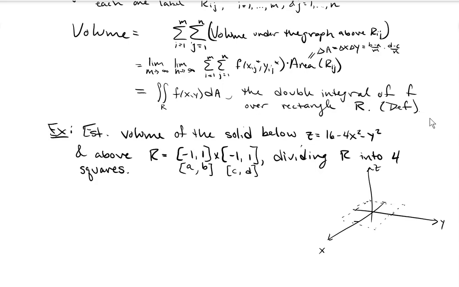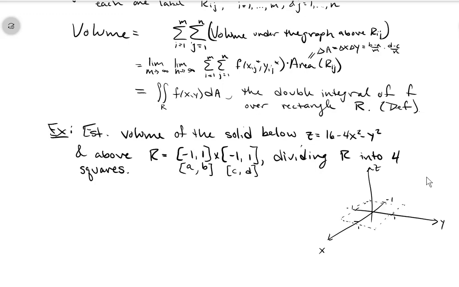There's my rectangle R. And so we notice this one actually already kind of automatically is going to look like it's divided into 4 squares, as divided by the X and Y axes. So this is nice and easy enough.